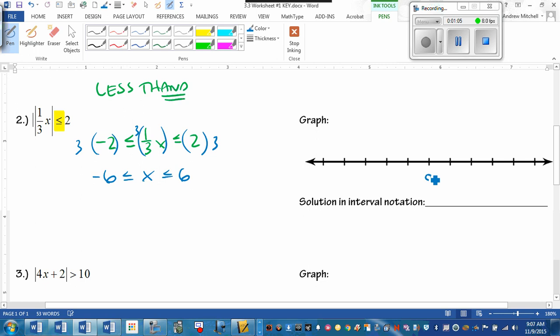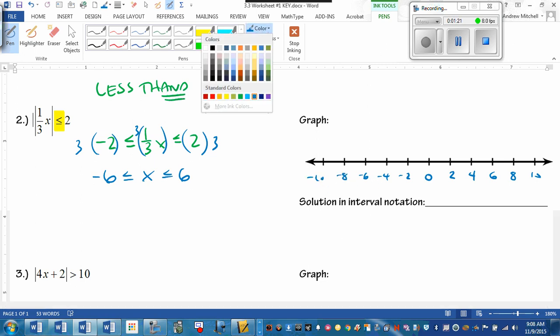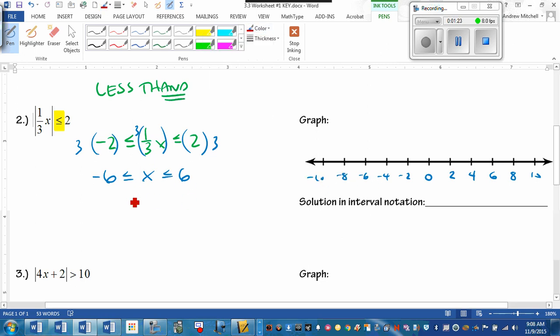So I'm going to go ahead and put 0 in the middle. To make sure I have enough room here, I'm going to go by 2s on my number line. So I'm going to go 2, 4, 6, 8, 10, and -2, and so on. Now when I graph my answer, we are going from -6 to 6. Both of these are going to be solid dots because they're included because of the "or equal to" in our symbols. So we're shading in between there.